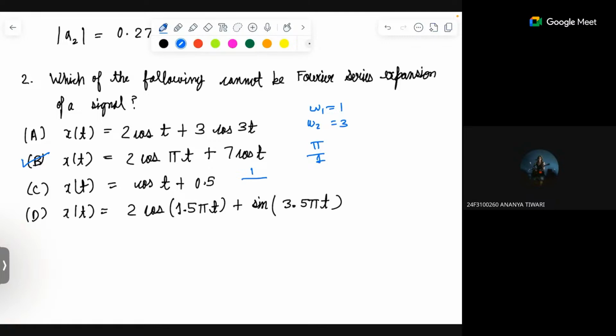So by period I will call it frequency. Angular frequency will be 1. Let us come to this. So here it is 1.5 pi omega 1, omega 2 3.5 pi. Now pi cancels. What we are left with is again rational. So only B is the one which is not periodic. So it is the only one for which we cannot have a Fourier series expansion. Is it clear?